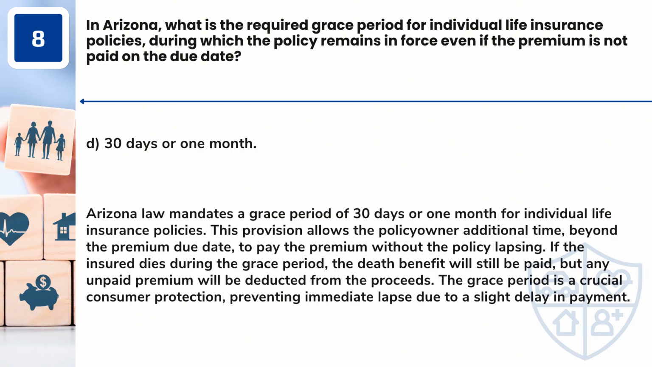Answer: D. 30 days or 1 month. Arizona law mandates a grace period of 30 days or 1 month for individual life insurance policies. This provision allows the policy owner additional time, beyond the premium due date, to pay the premium without the policy lapsing. If the insured dies during the grace period, the death benefit will still be paid, but any unpaid premium will be deducted from the proceeds. The grace period is a crucial consumer protection, preventing immediate lapse due to a slight delay in payment.